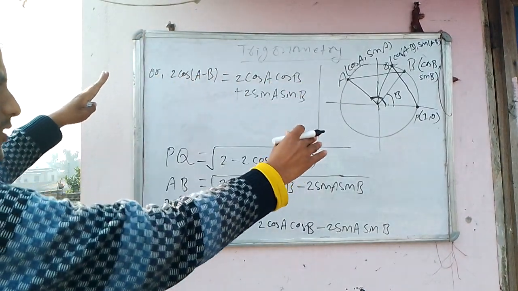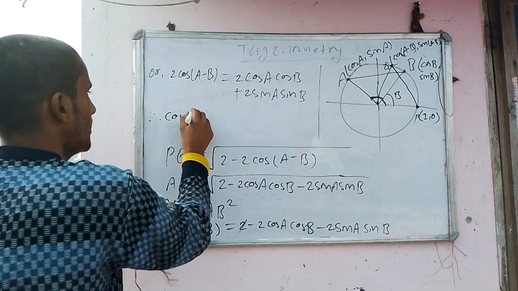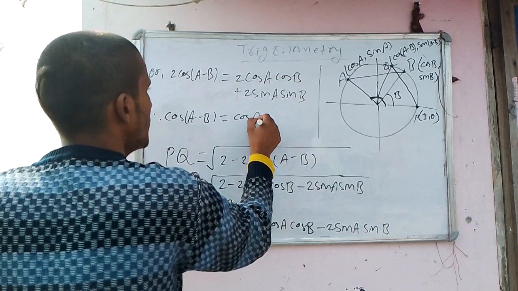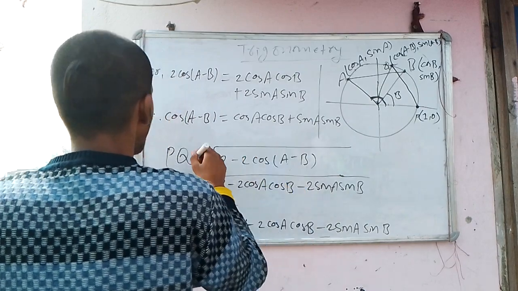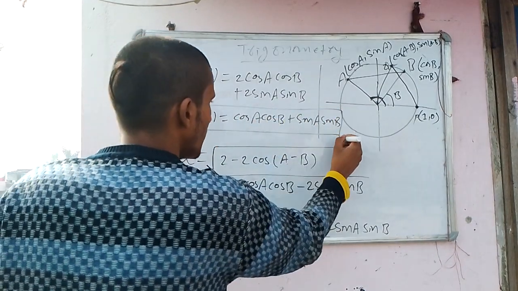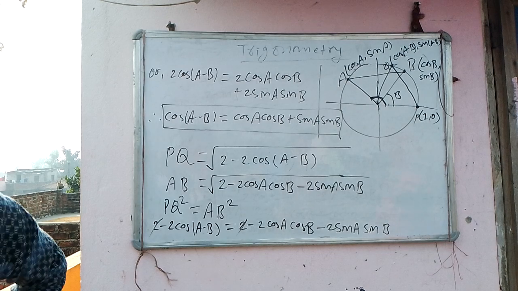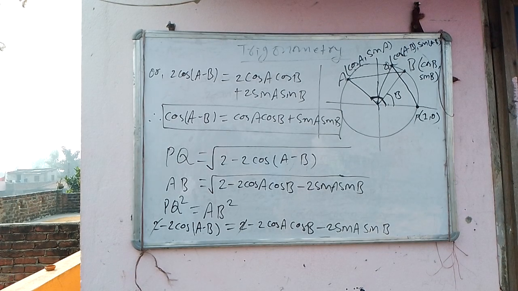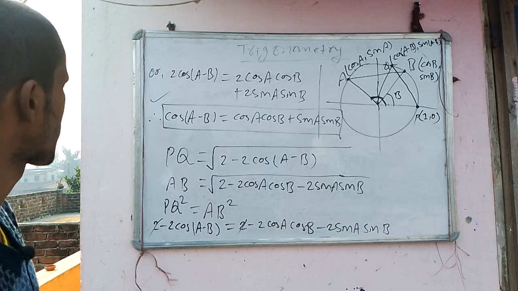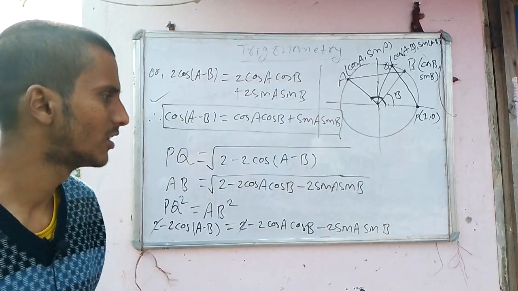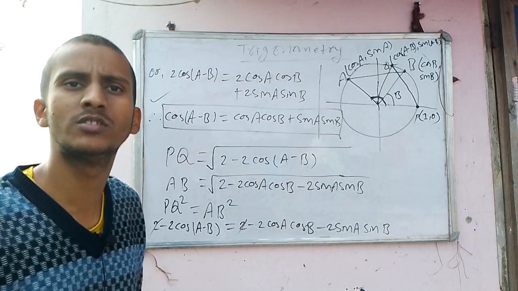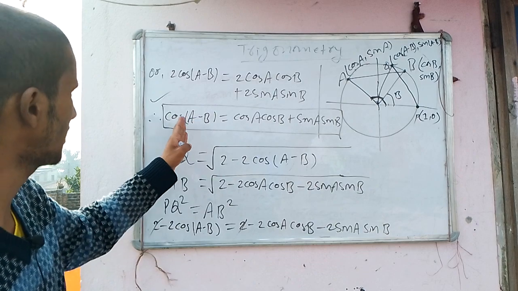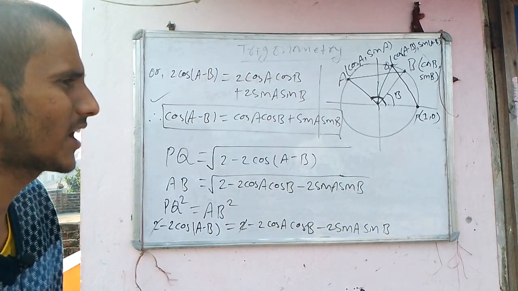Okay, dividing both sides by 2 gets us cosine A minus B is equal to cosine A cosine B plus sine A sine B, and this is what we were interested in computing. So now we have done computing what cosine A minus B is. So cosine A minus B is cosine A cosine B plus sine A sine B. Okay, so now the computation process is done, the result is known, and you have to memorize the result. Does that make sense? So cosine A minus B is cosine A cosine B plus sine A sine B.